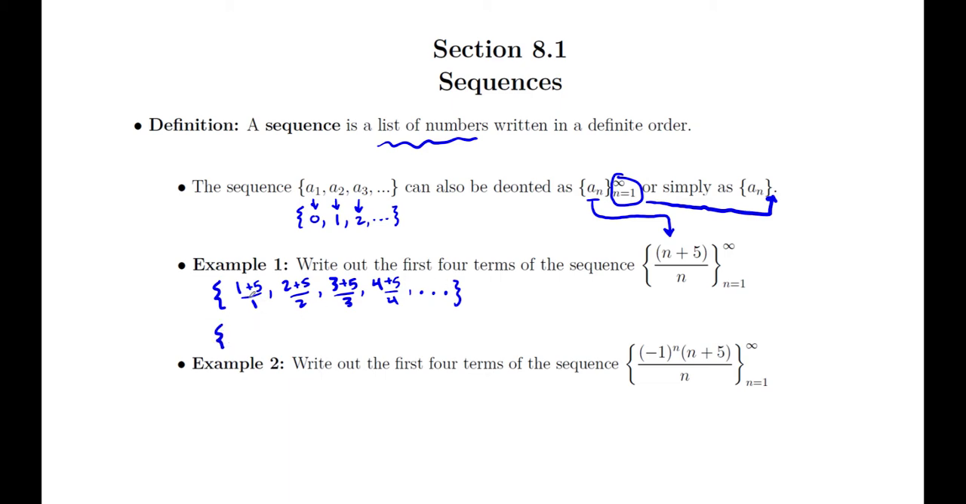But of course I can clean up this sequence, right? I can say that's 6, this is 7 halves, this is 8 thirds, and this is 9 fourths.